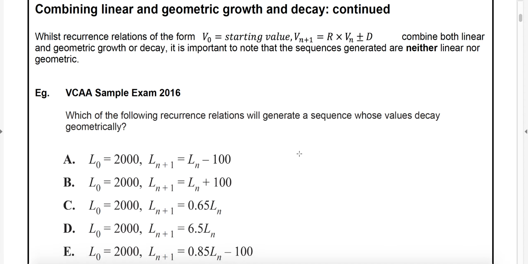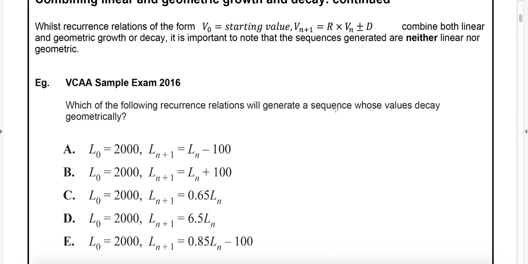We're asked about picking from this list a recurrence relation that's going to generate a sequence that shows geometric decay. So it's looking for values that decay geometrically. Now I wanted to touch on this one because when I say that these sorts of recurrence relations combine geometric and linear growth, they do use both of those elements. When we actually generate the sequence, we can't say that the sequence shows linear growth or geometric growth or decay, because it actually doesn't fit into both of those categories.